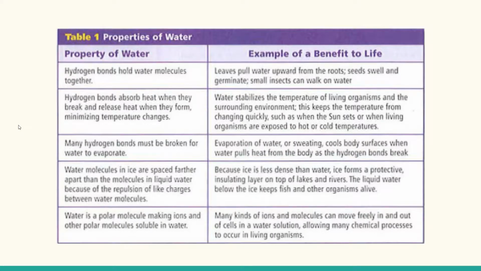So here we see a property of water and why it would be beneficial to living things. Hydrogen bonds hold water molecules together, right? What that means is that leaves are able to pull water up from the roots. And small insects can walk on water because the water is holding itself together. Hydrogen bonds absorb heat when they break and release heat when they form, minimizing temperature changes. That helps us stabilize our internal temperature. That way we don't freeze when it's freezing outside.